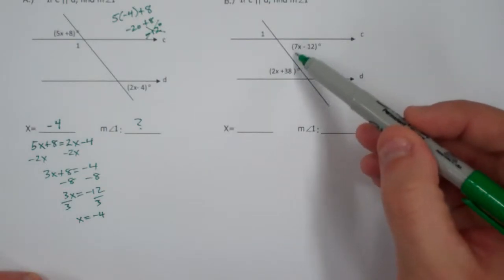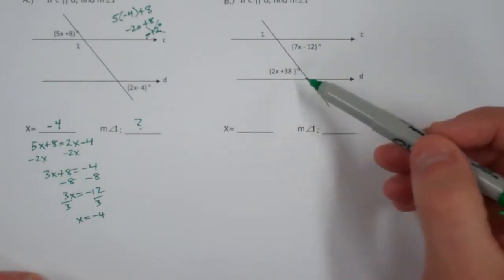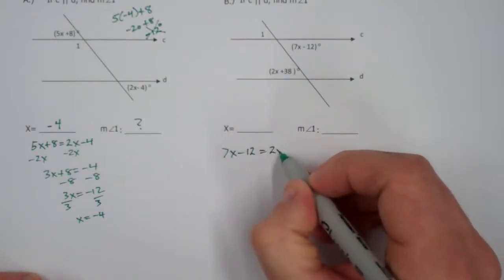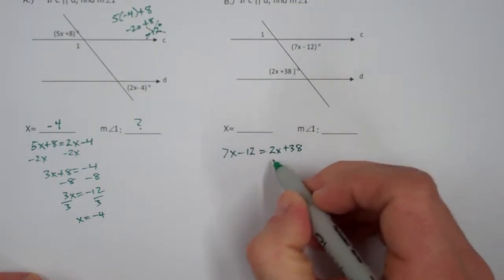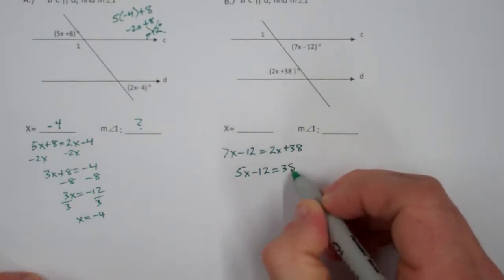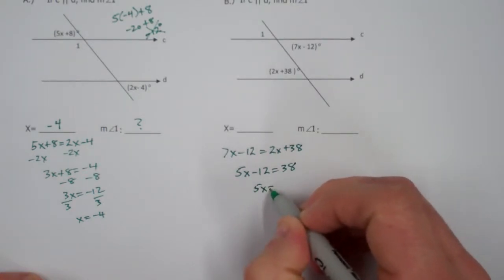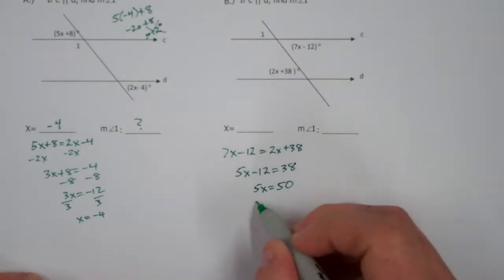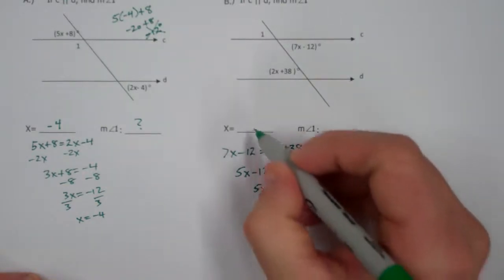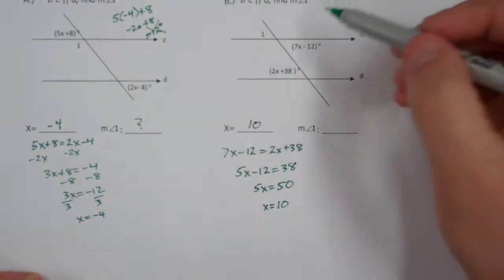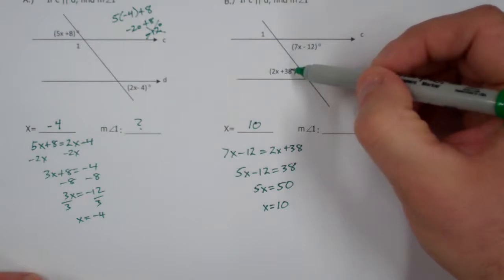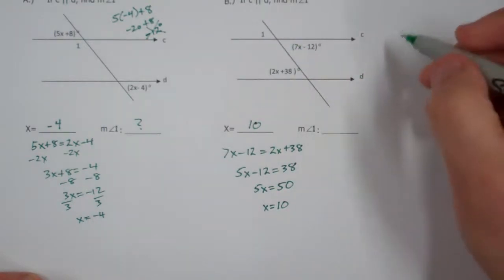If we look at the expressions, we can see that these are alternate interior angles. Alternate interior angles are congruent, so we're going to set each of these equal to each other. Subtracting 2x from each side, we'll have 5x minus 12 is equal to 38. If we add 12 to each side, 5x will be equal to 50. Dividing by 5, x is equal to 10. All we need to do is resubstitute in here or here. We should get the same angle measure, and that'll be also the measure of angle 1.